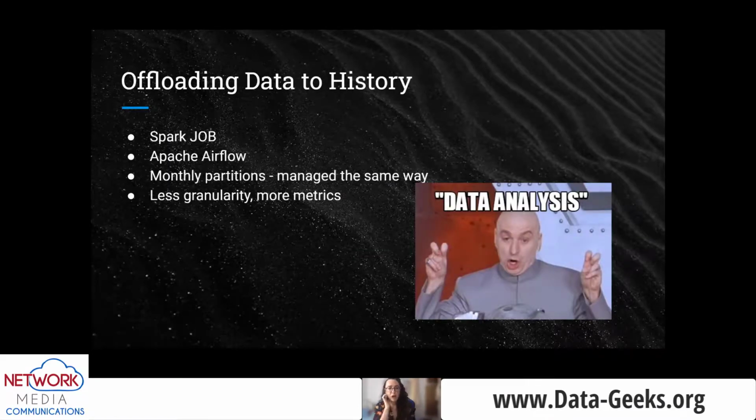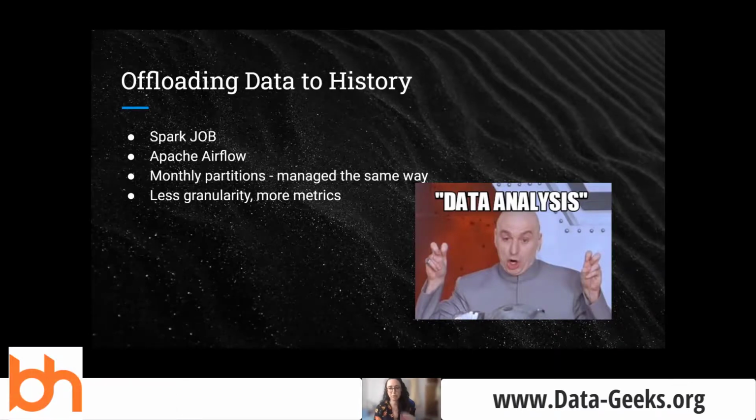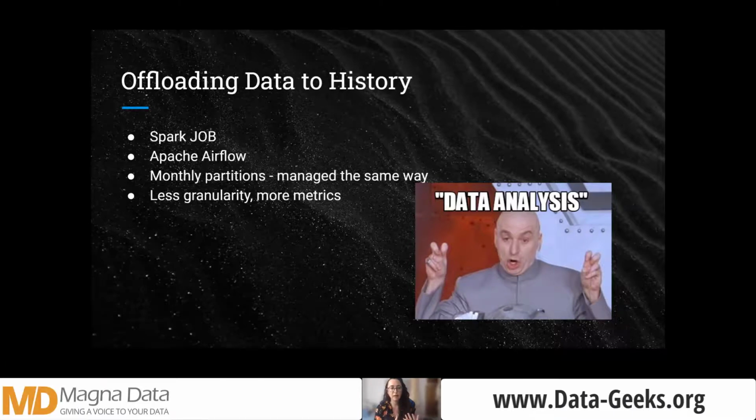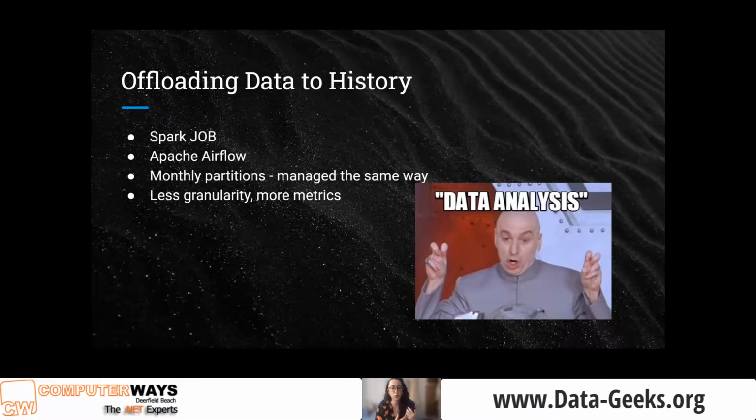Another thing we did was offloading data to history. I've told you before that we partitioned the table weekly, and we said users that look at log data and auditing data don't really look at more than a month's worth of data, right? But we didn't really want to throw that data away. So we created a process that would run weekly and be responsible for offloading those old partitions.